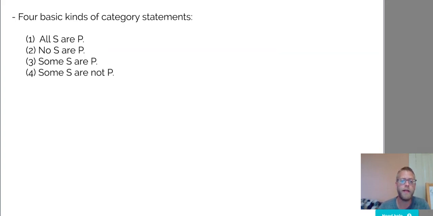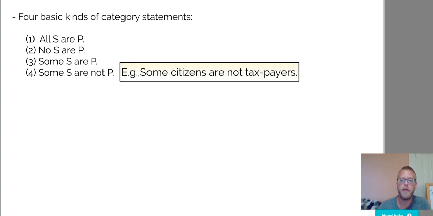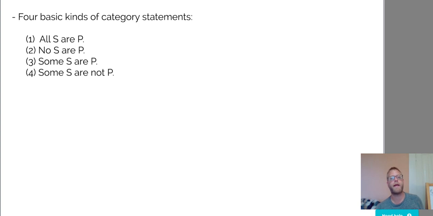And finally, the 4th basic kind of categorical statement is some S are not P. For example, some citizens are not taxpayers. Right? There are members of the group or category of citizens who are not members of the group or category of taxpayers. Okay, so 4 basic kinds of statements.